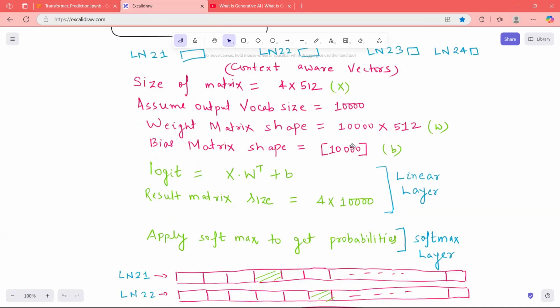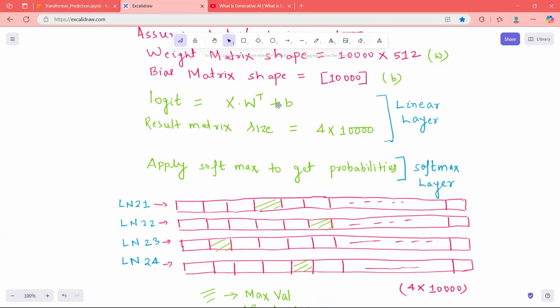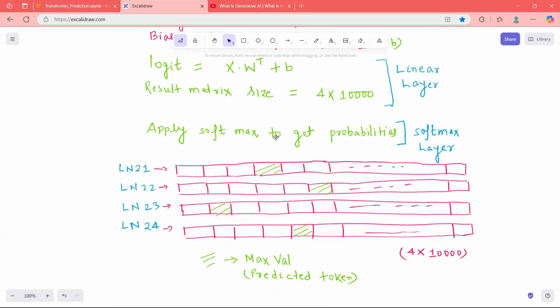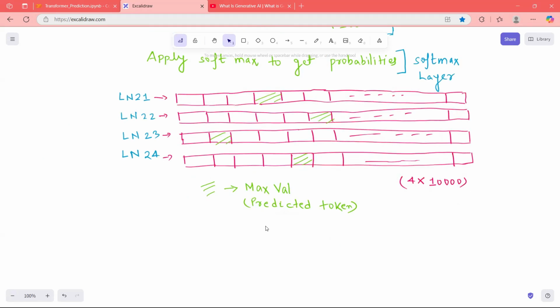Assume the output vocab size is 10K. Weight matrix shape is 10K into 512. Bias matrix shape is 10K. Logit is xW^T plus b. The result matrix size is 4 into 10,000, the linear layer. Apply softmax to get the probabilities, the softmax layer, and whichever probability is higher, the highest basically, I'm saying argmax, is the predicted token.